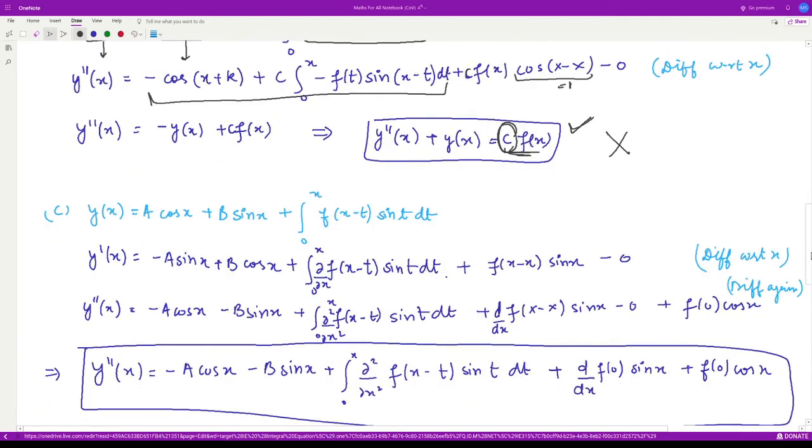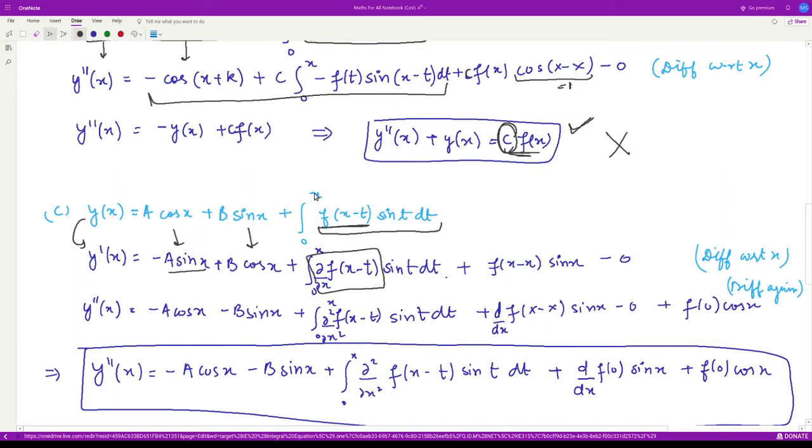Third option says y of x is equal to a cos x plus b sin x is equal to integration from 0 to x f of (x minus t) sin t dt. So now when we differentiate this, we'll have y dash x, right, minus a sin x, no problem in that. It would be b cos x plus integration from 0 to x. Now the partial derivative of this term with respect to x, sin t being constant as such, dt as such, the derivative of this f(x minus t). Now f is not known to us, therefore we have to write it like this.